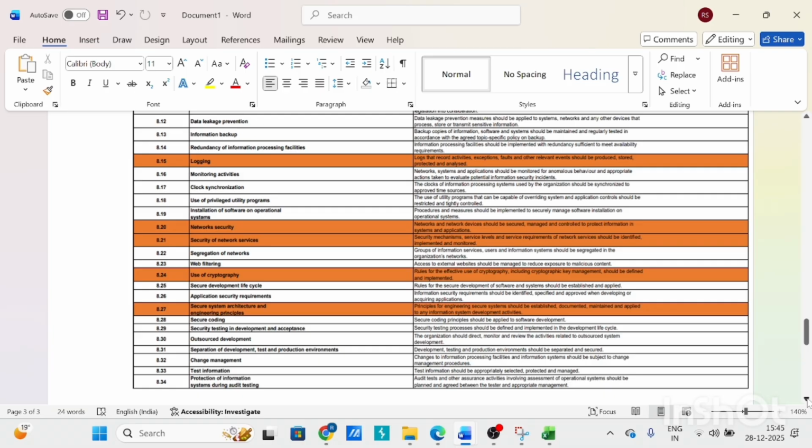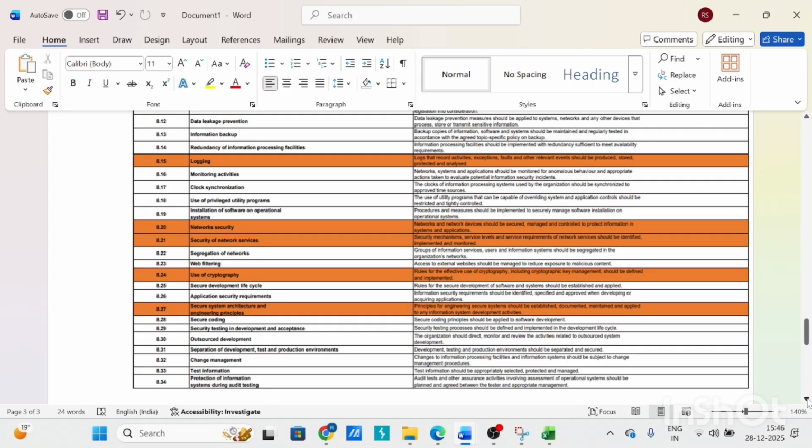Outsourced development: if the organization is giving any development part to third parties, ISO is asking that the organization should direct, monitor, and review the activities related to outsourced system development. Separation of development, test, and production environments: development, testing, and production environments should be separated and secured. Change management, a very important part: changes to information processing facilities and information systems should be subjected to change management procedures.